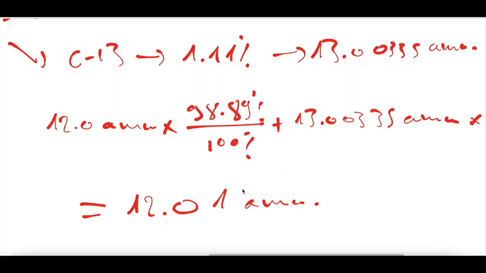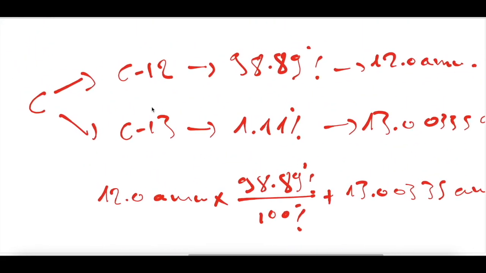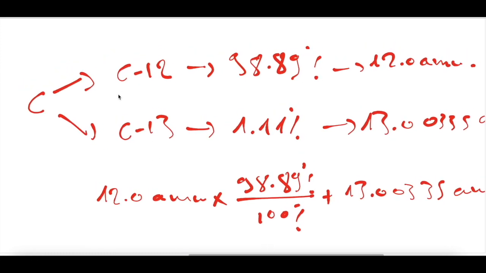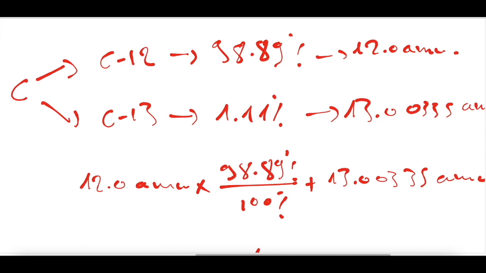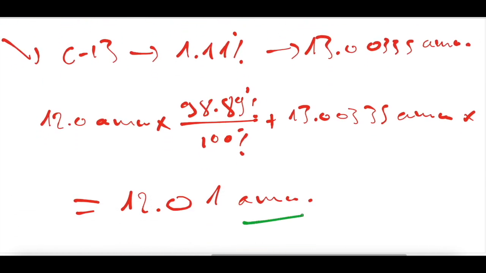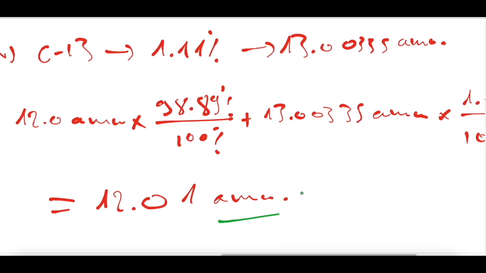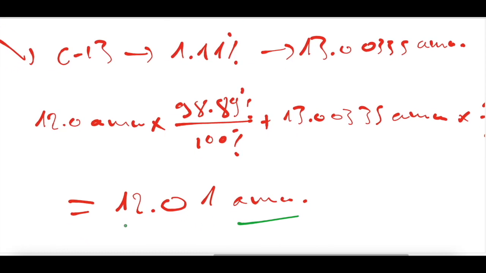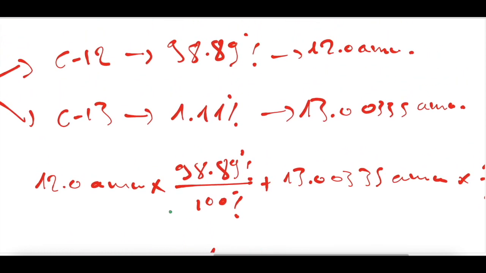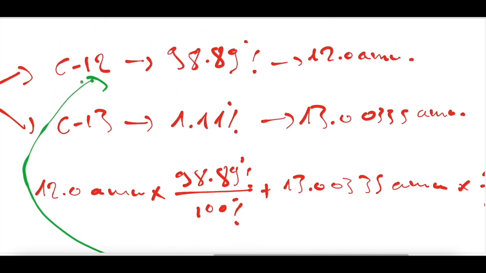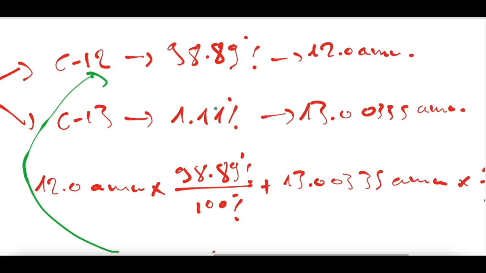So we can see why the atomic mass is different from the sum of the subatomic particles. We can also add that the atomic mass unit that we have in the periodic table is always close to the most abundant isotope. For example, here 12.01 is very close to the mass of the most abundant isotope, which is C12, because it is present at 98% in nature.